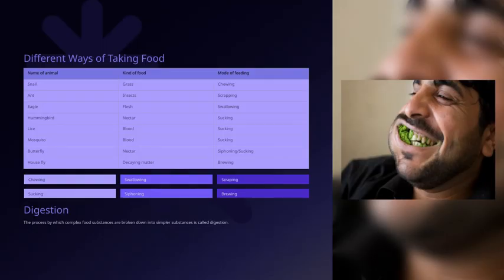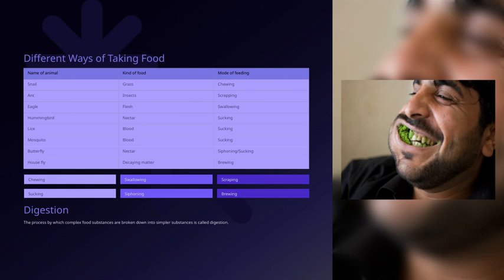Now let's take a closer look at the different ways animals take in their food. As you can see in the table, some animals, like snails, chew their food, such as grass, to break it down before swallowing. Others, like ants, scrape insects or other food sources to consume them. Then we have animals like eagles, which swallow flesh whole, often without much chewing. Hummingbirds are fascinating because they suck nectar through their beaks, which is a quick and efficient way to feed on flowers.